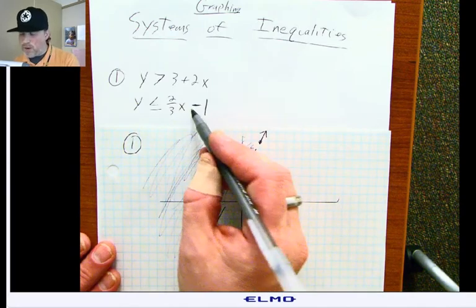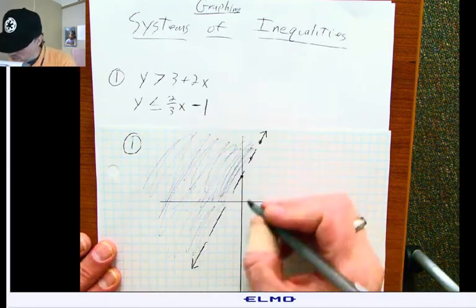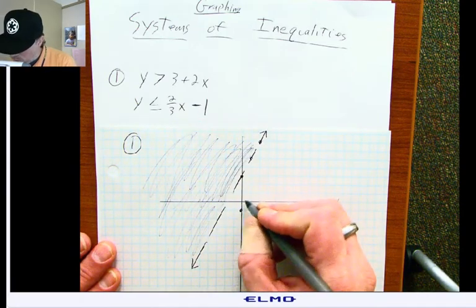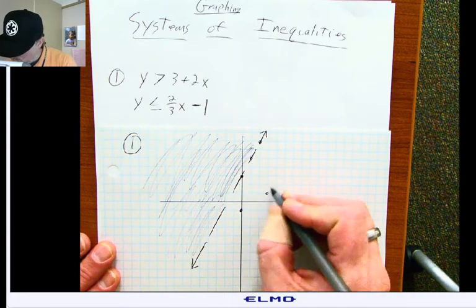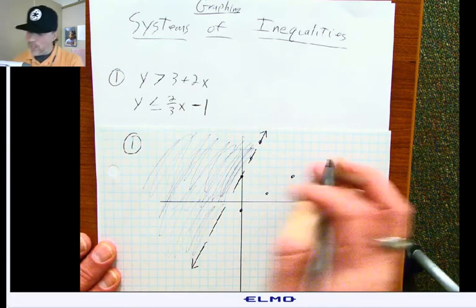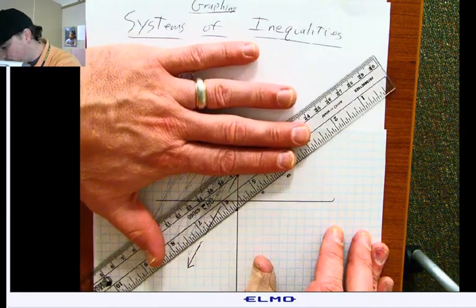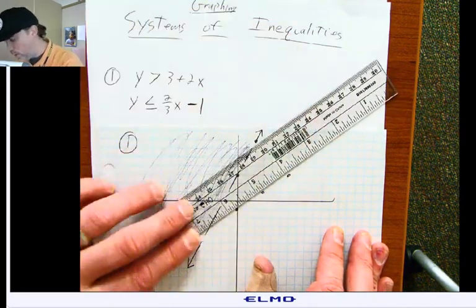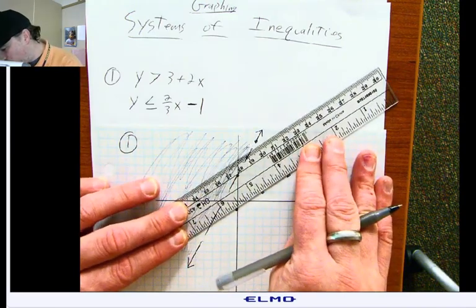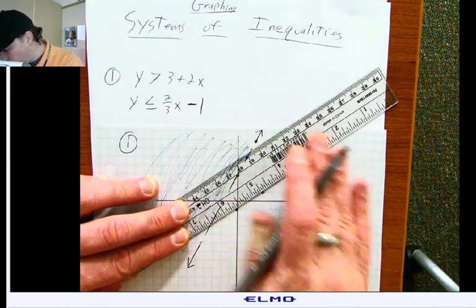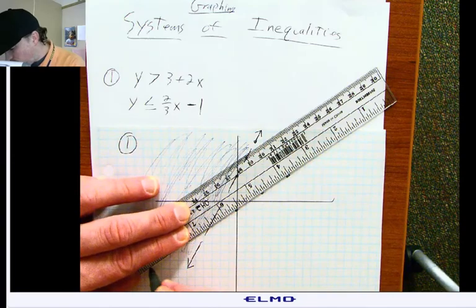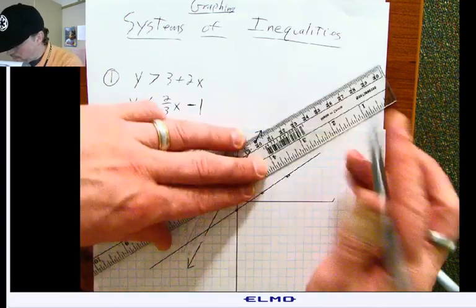So now let's get to graphing the second one. I have 2 over 3x minus 1, so I start off at -1, up 2 over 3, up 2 over 3. Connect the dots with a dotted line. No, wait, dotted, that's equal to, so solid line. So I graph with a solid line.